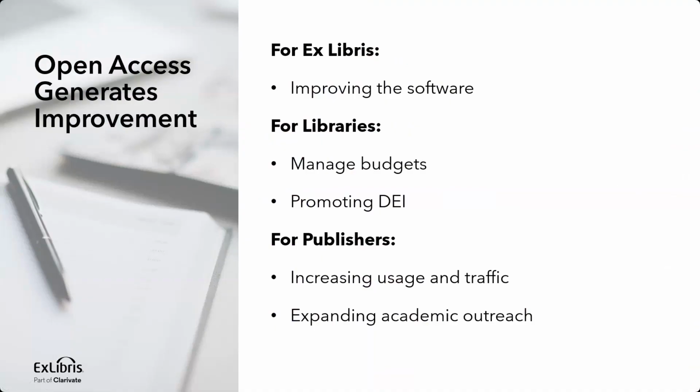So to summarize, the open access generates improvements for Exlibris on the software side, for libraries on managing the budget and promoting DEI, and for publishers to increase usage and traffic and expanding their influence on the academic world. And in a more critical view, an interview published recently in The Scholarly Kitchen titled, "Where Did the Open Access Movement Go Wrong?" brings interesting questions about the role open access has on the community of academic institutions and scholarly publications. And now I'm glad to present Charles Watkinson from the University of Michigan to share the point of view of an open access content provider.